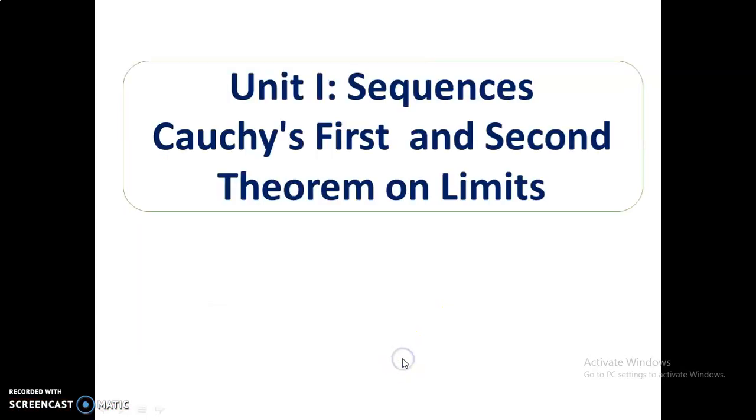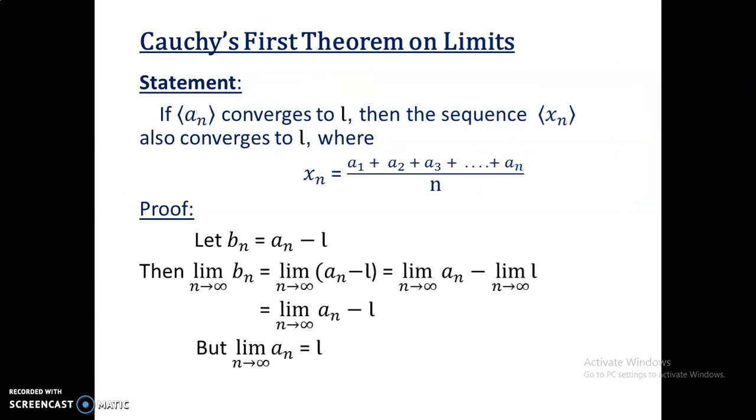Now let us see the statement of Cauchy's first theorem on limits. If a sequence a_n converges to a limit L, then the sequence x_n also converges to L, where x_n is (a1 + a2 + a3 + ... + an)/n. So the nth term of x_n looks like this form. Now let us see the proof of this theorem, Cauchy's first theorem on limits.